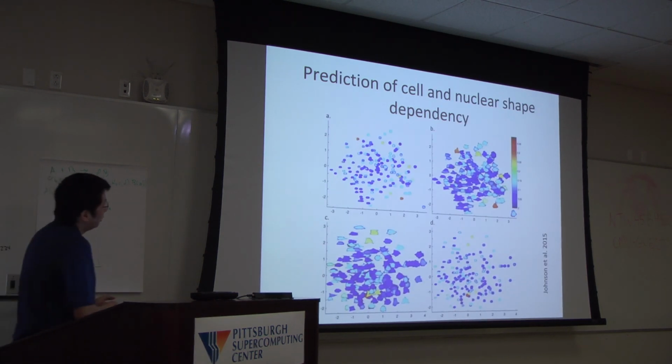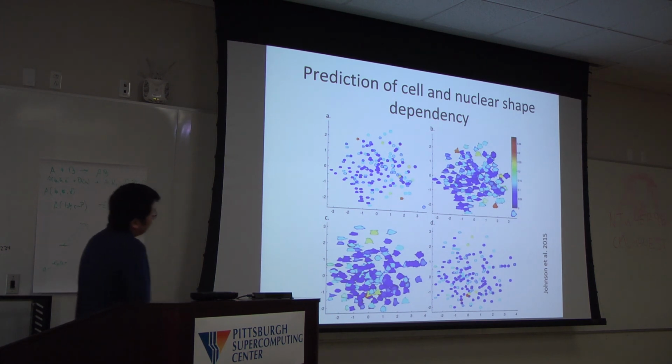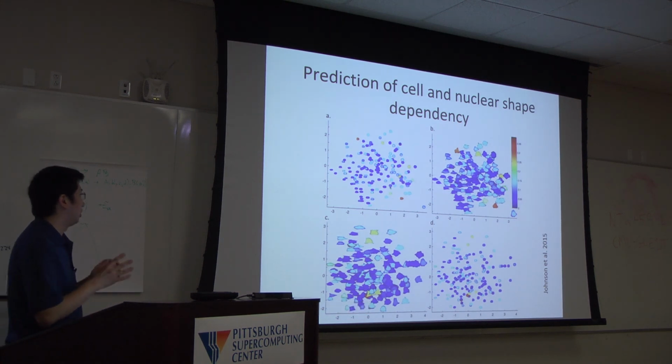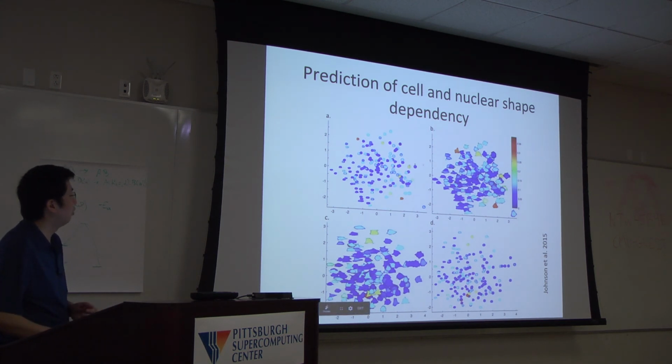And here are the prediction results. The upper panel is a prediction from nuclear shape to cell shape, and the lower panel is the prediction from cell shape to nuclear shape. The color stands for the prediction error. The bluer, the smaller the errors are. We can see that for both cases, most predictions are quite good.